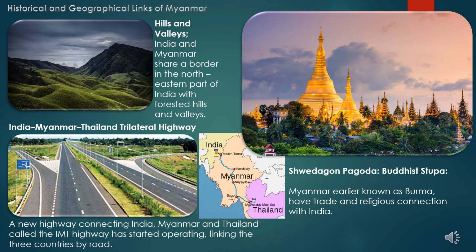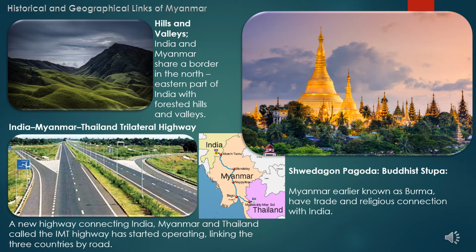Here we are going to talk about the historical and the geographical links of Myanmar. Hills and valleys. India and Myanmar share a border in the northeastern part of India with forested hills and valleys, as shown in the picture.